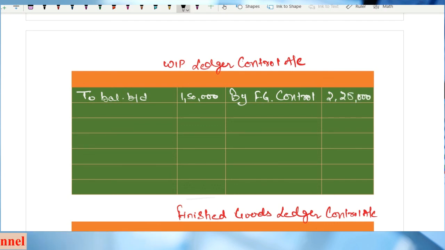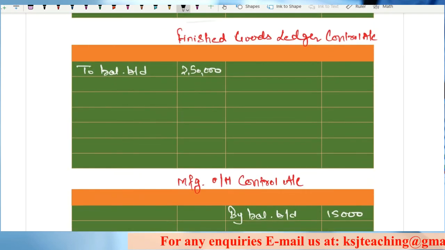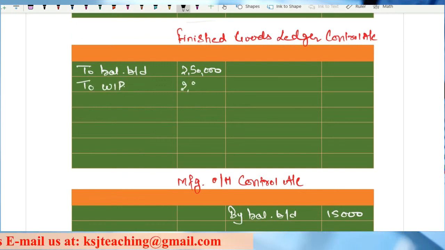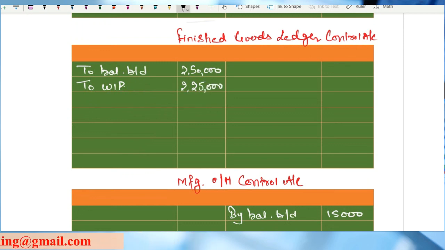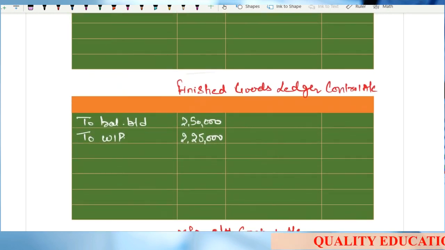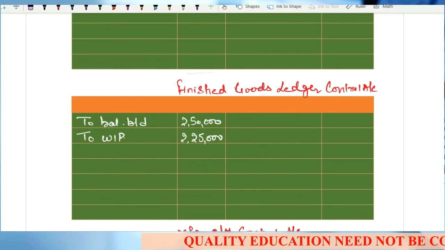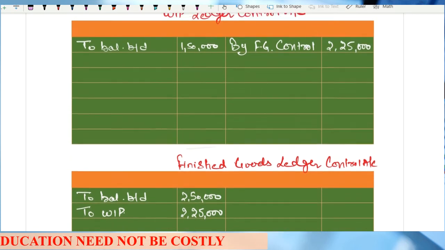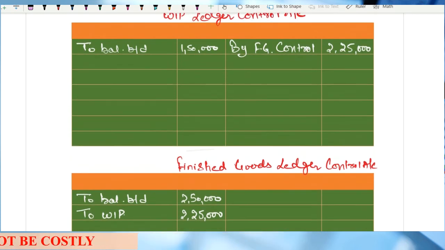2,25,000. Right, sir? 2,25,000. The other effect will be given in the finished goods to WIP ledger control account debit 2,25,000. So you have to do the double entry simultaneously. Don't think that I will first complete one account and then move on to the other account. No, you will forget about all the entries then. Right? Then there is 100% guarantee that you will commit a mistake. So post the entry in both the accounts simultaneously. That is very important. Right?